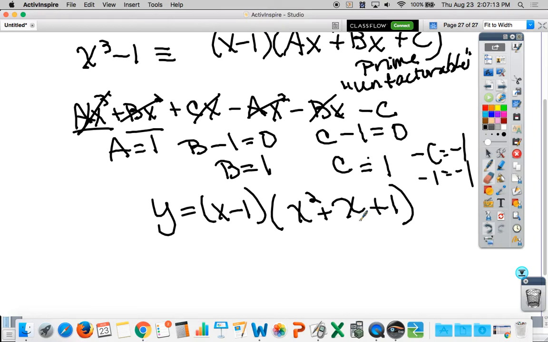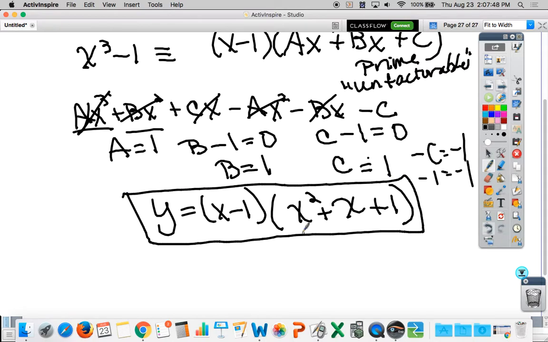1 in itself. Can you tell me anything that multiplies to get 1 and adds to get 1? But 1 times 1 is 1. But 1 plus 1 is 2. So can I break this down to any further factors? If there are no other factors but 1 in itself, it is considered prime. Okay? So this is the factored form of x cubed minus 1.